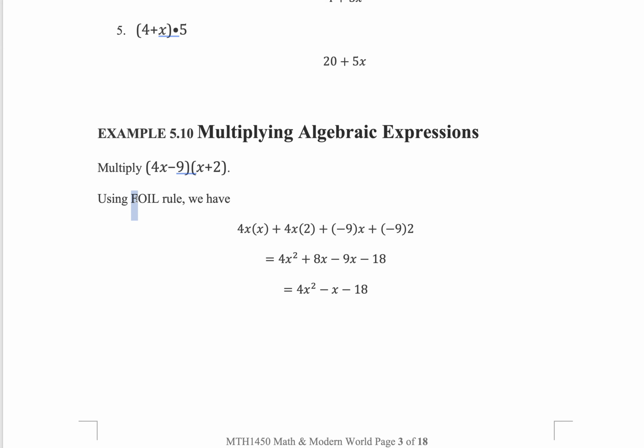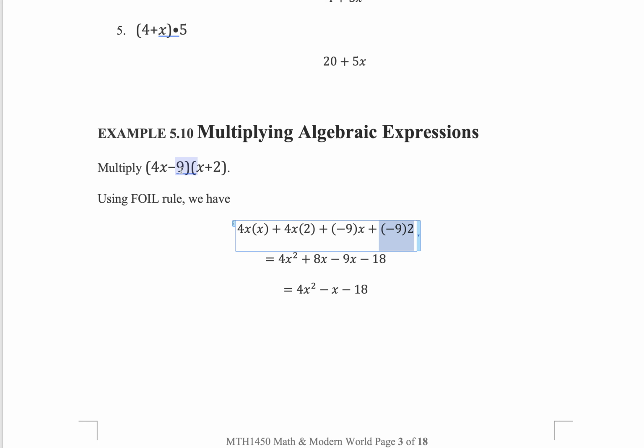F stands for the first term, O is for the outer term, I is for the inner term, L is for the last term. So accordingly, when we consider multiplication, I get the product of the 2 first terms, the product of the 2 outer terms, and this is the product of the 2 inner terms. And finally, the product of the 2 last terms.